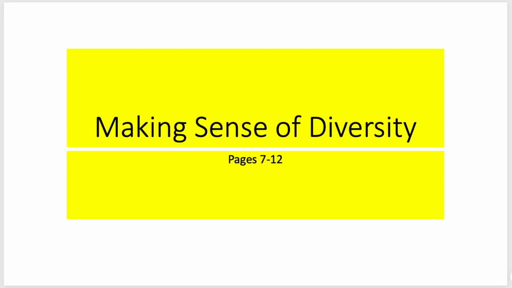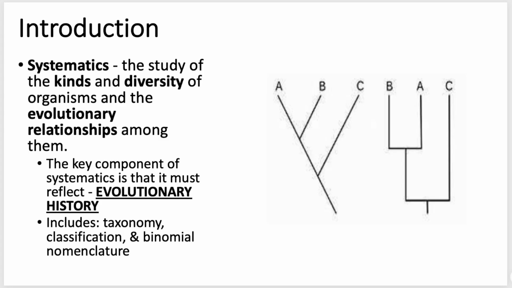Welcome back, Biology 104. Today we're going to be talking about diversity, and this covers pages 7 through 12 in your notes. So, the topic that these different concepts we're going to look at would be under what's called systematics, and that is the study of the kinds and diversity of organisms and the evolutionary relationships among them.